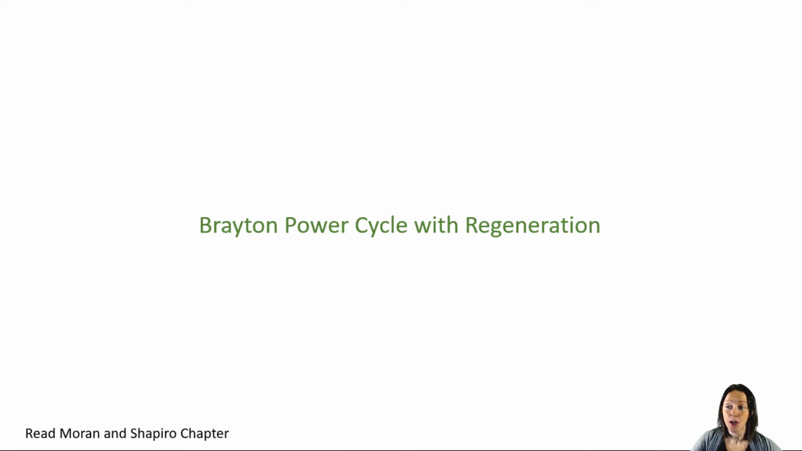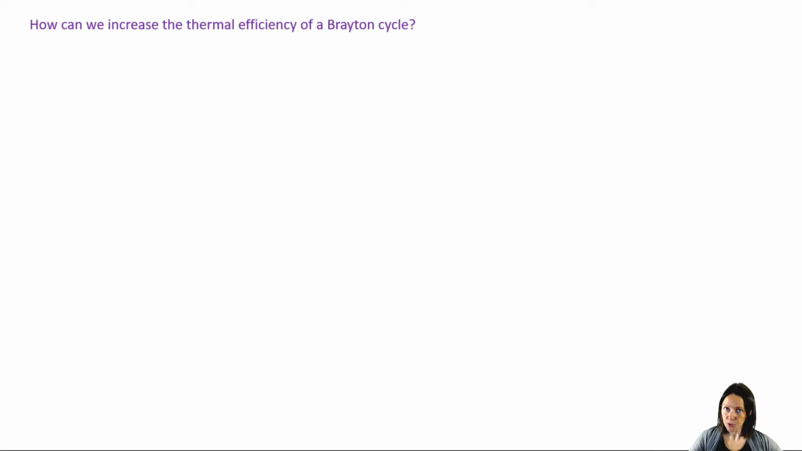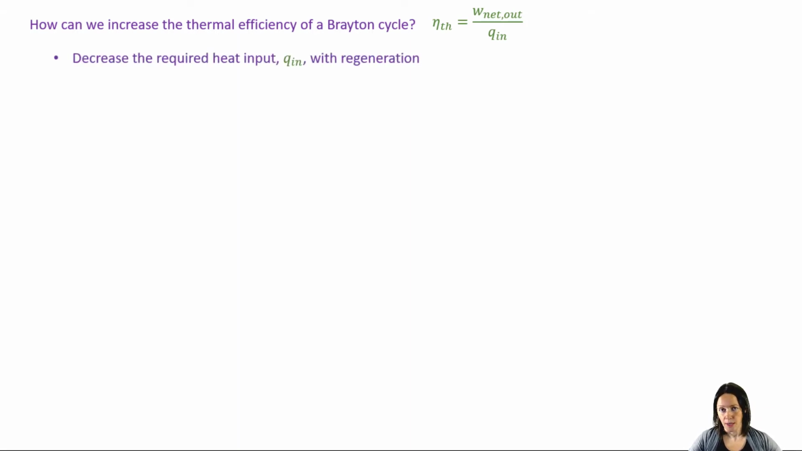In this segment we're going to talk about the Brayton power cycle with regeneration. So how can we increase the thermal efficiency of a Brayton cycle? If we look at our equation for thermal efficiency, we can either mess with the work net out or the Q in. And we're going to mess with the Q in here. We're going to try to decrease it with what's called regeneration. And what that's going to translate to is increased fuel, increased cost savings.